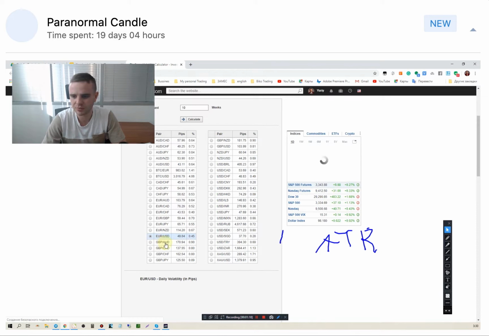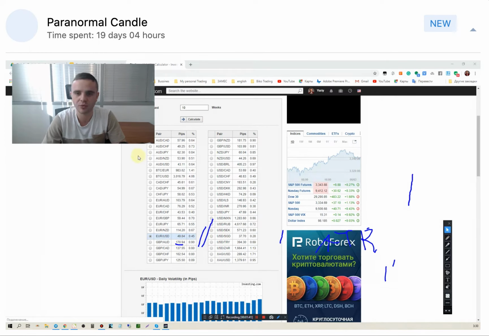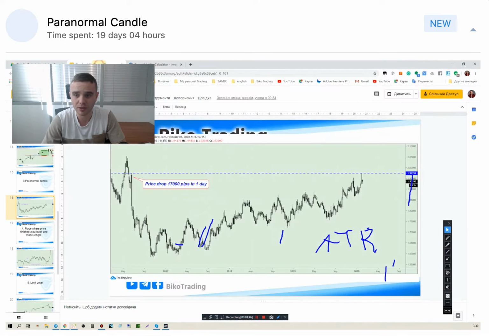For example, British pound Australian dollar moves 170 pips per day. That means it is average. Like 10 pips more, 10 pips less, it doesn't matter. For us, it's important to find when price will move 2 ATR per day, 3 ATR, like 300 pips, 400 pips. Such types of candles we will call paranormal candles because they are so big and so huge.